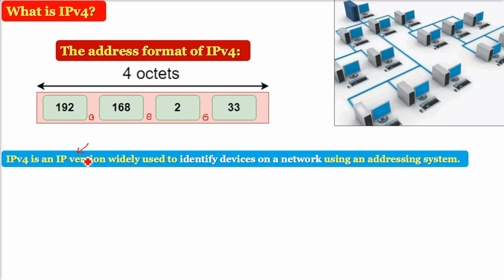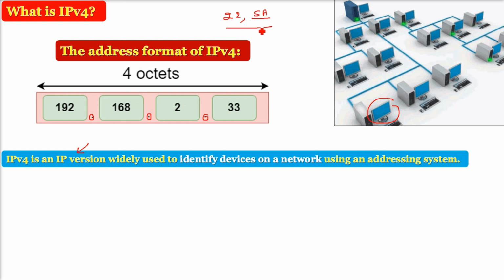This is an IP version, and it is widely used to identify devices on a network. And these 4 octets you are just witnessing, this is the addressing system or scheme. Every computer will have this address. Okay? How do you give the address?